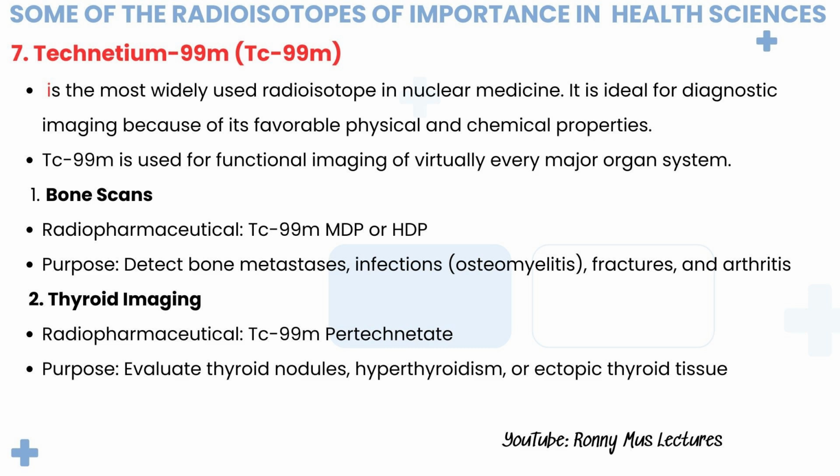Then we have thyroid imaging. The radiopharmaceutical there is technetium-99m pertechnetate, and it is used to evaluate thyroid nodules, hyperthyroidism, or ectopic thyroid tissue.